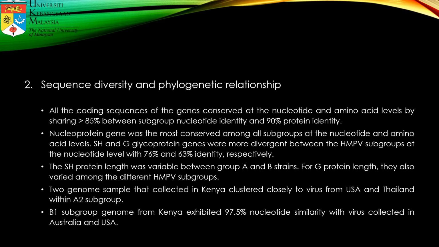For the sequence diversity and phylogenetic relationship, all the sequence genes are conserved at the nucleotide and amino acid level. They share more than 85% nucleotide identity between the subgroups, and 90% for protein identity. There are two samples that have been collected. For the A2 subgroup from Kenya, they are closely related to the virus from the USA and Thailand. And for the B1 subgroup genome from Kenya, they exhibited 97.5% nucleotide similarity with the virus collected in Australia and the USA.